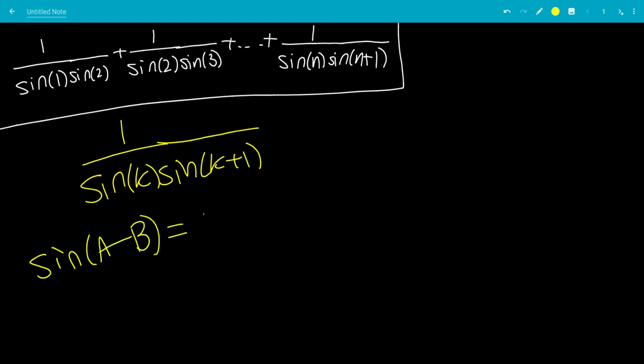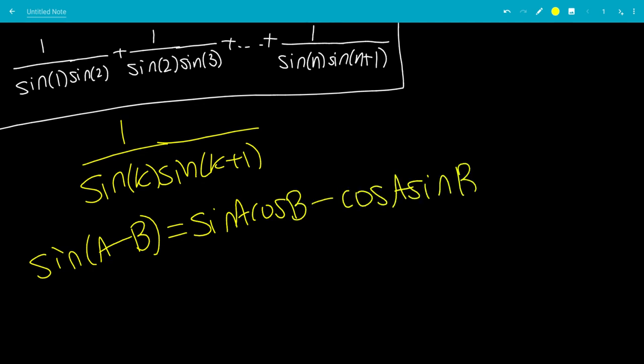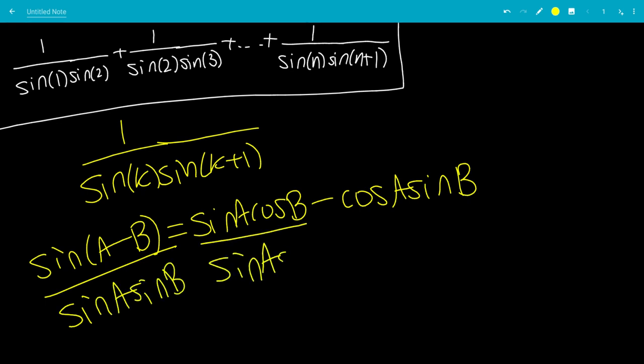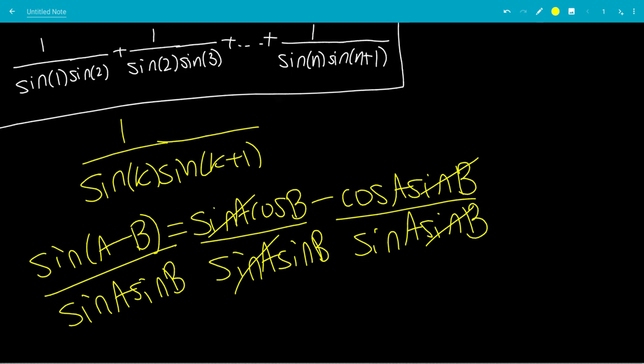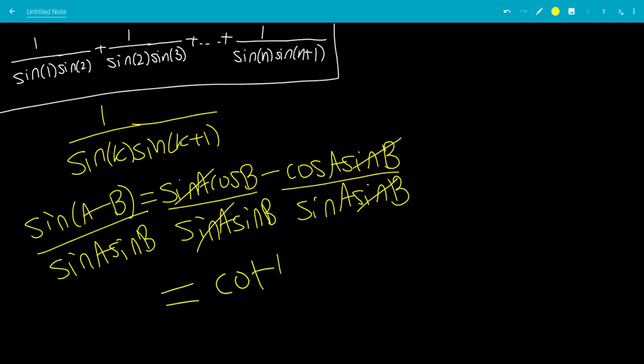This is a trig identity: sin(A minus B) equals sin A cos B minus cos A sin B. And let's divide both sides by sin A sin B. I'm doing it separately so you can see the cancellations. On this term, the sin B's will cancel, and on this term, the sin A's will cancel, leaving us with cotangent B minus cotangent A.